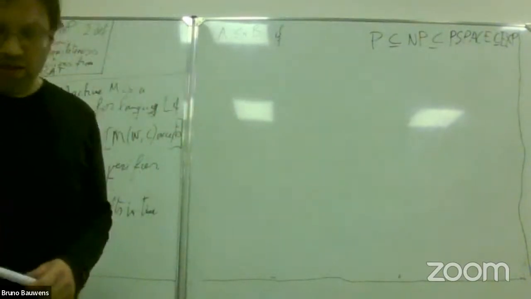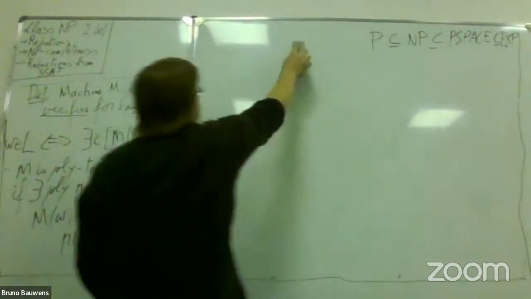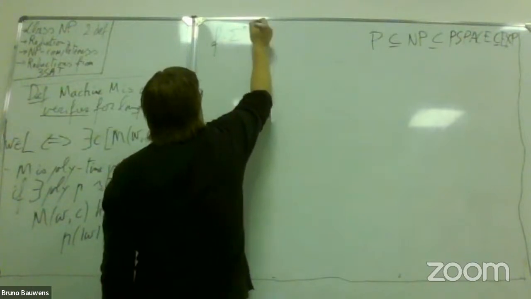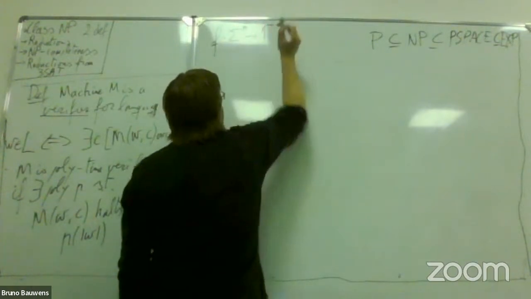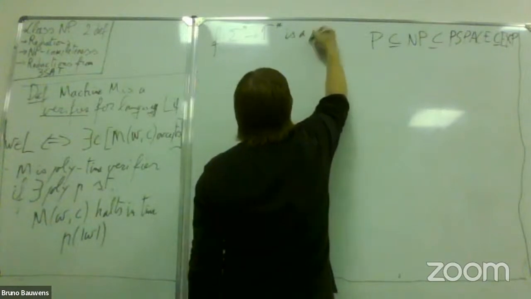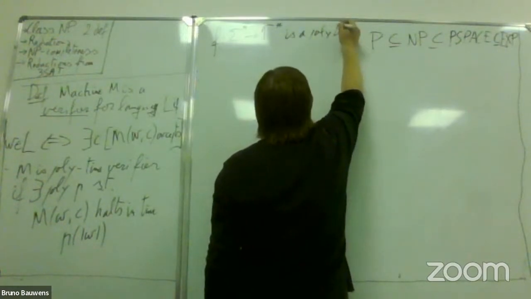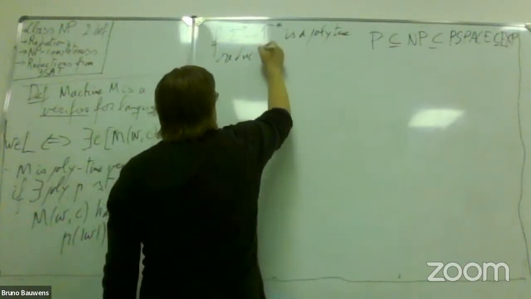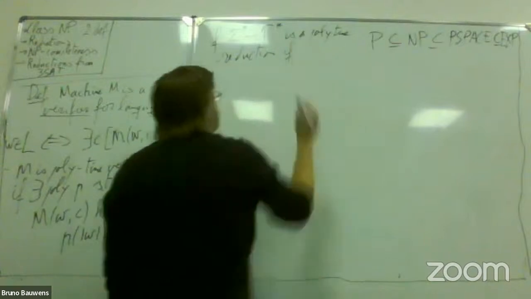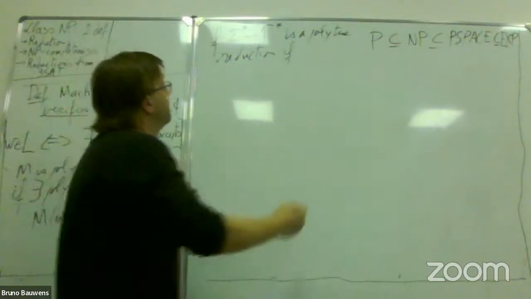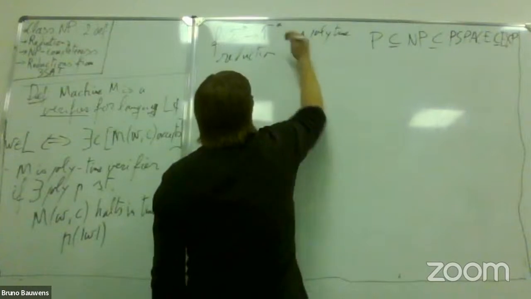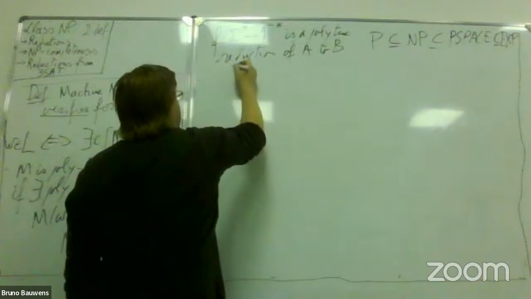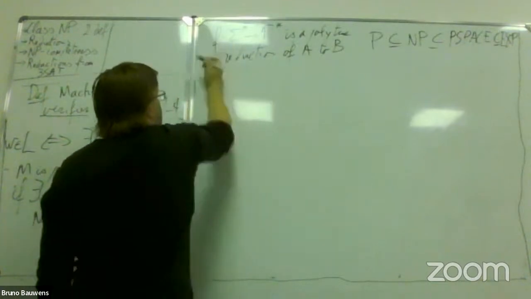We say that F is a polynomial time reduction if we have a function from sigma star to gamma star. This is a polynomial time reduction, so a polynomial reduction of A to B. That is the notation.